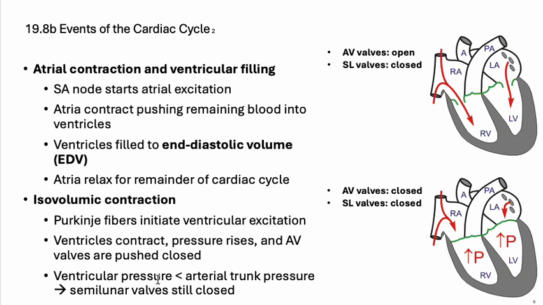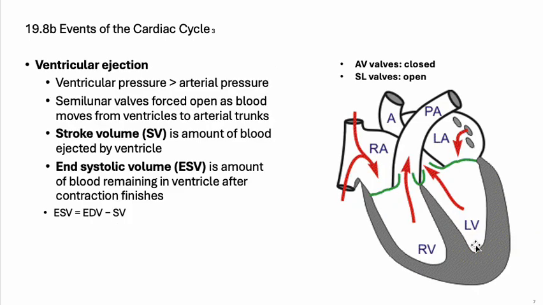So again, our ventricular pressure is less than our arterial trunk pressure. So meaning the pressure in the pulmonary artery and pulmonary trunk and the pressure in the aorta is greater than the pressure in these respective ventricles. So the valves are going to stay shut, right? They'll stay shut until the pressure in the ventricles is greater than the pressure in the pulmonary trunk and aorta, and then you get ventricular ejection, right? So then you get blood actually flowing up and out of the pulmonary trunk into the aorta, and now our semilunar valves are open, right?